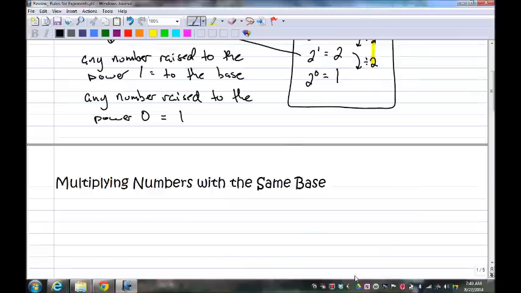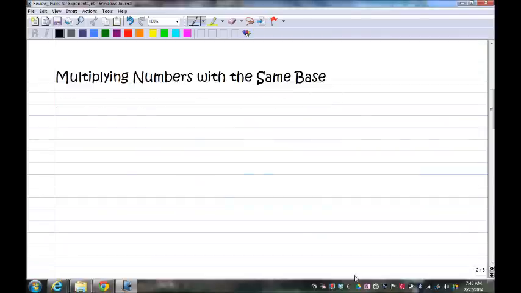Let's move on. Multiplying numbers with the same base. So, if I have 3 to the 4th, wow, that's a weird 3, and that's a weird 4, times 3 to the 3rd. You got to remember that this first thing means 3 times 3 times 3 times 3.